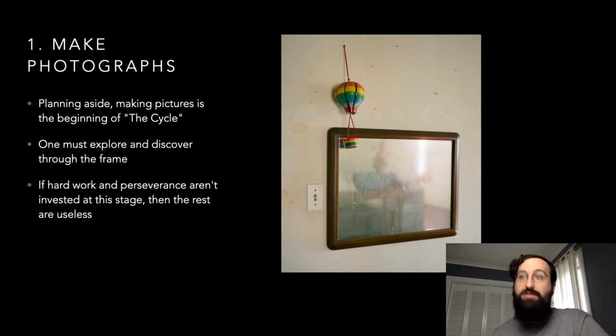So the first stage, you got to make pictures. You got to make a lot of pictures. In that process of making pictures, you have to, again, walk into that situation with your hands open. I'm a firm believer you walk into the world with your hands open to receive the things that are around you.